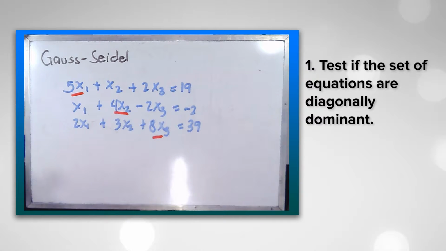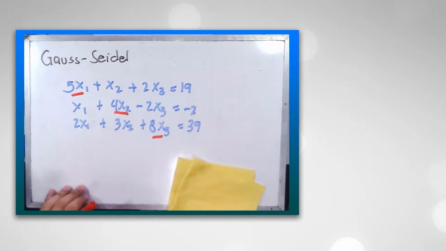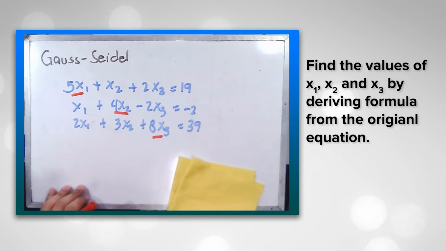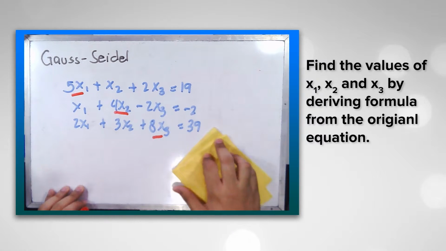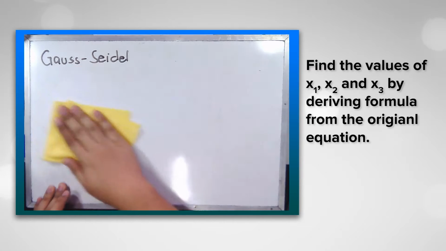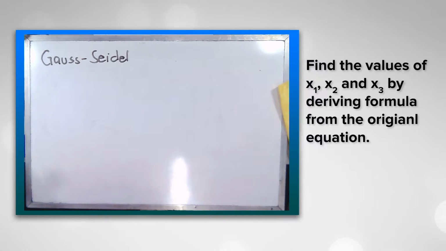So let's proceed to the second step. Find the values of x sub 1, x sub 2, and x sub 3 by rearranging the original equations. So let's do this now. What does this mean? When we say rearrange, we will let the equation arrive at a formula where the answer is equal to the value of the variable that we are finding. So let's try this one.